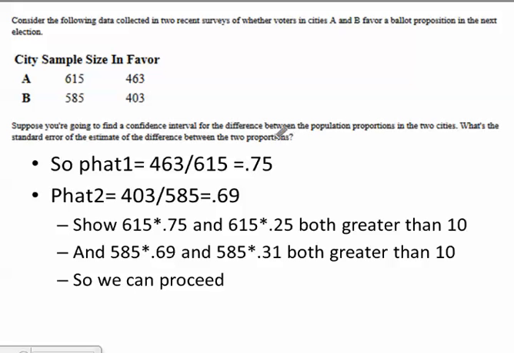So p1 hat is equal to 463 divided by 615. Where did I get those? Right here. So p1 hat is 0.75. For p2 hat, we take 403 divided by 585. That's 0.69. We need to show that everything is greater than 10, so we take 615 times 0.75 and 615 times 0.25. Those are both greater than 10. And 585 times 0.69 and 585 times 0.31. Again, both greater than 10 without any problems at all. So we can proceed.